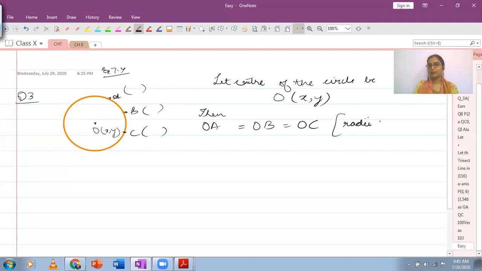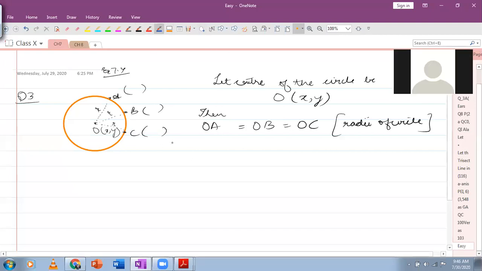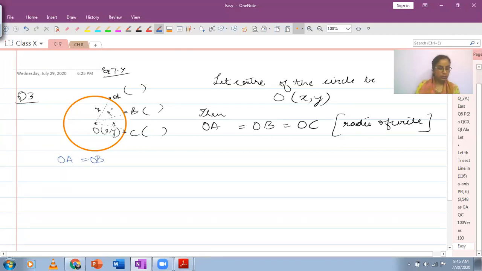These are radii of the circle. The reason why they are equal is that they all represent the radius of the same circle. The distance of point A from point O, the distance of point B from point O, and the distance of point C from point O. Each of these is the radius of the circle. That's why they will be equal. So I'm going to take them one by one. I'll start with OA equals OB. I'm going to apply the distance formula here.